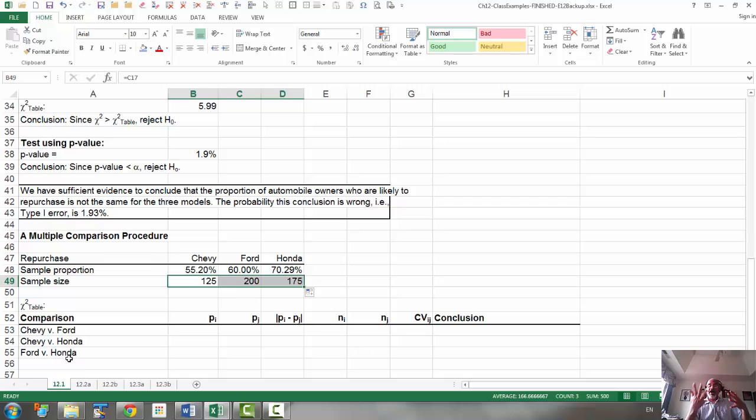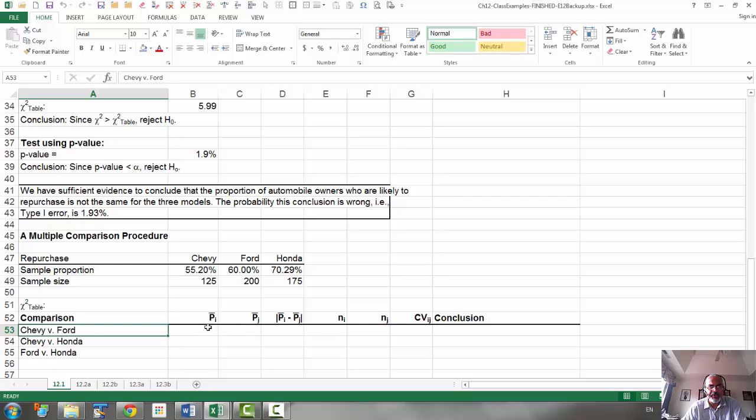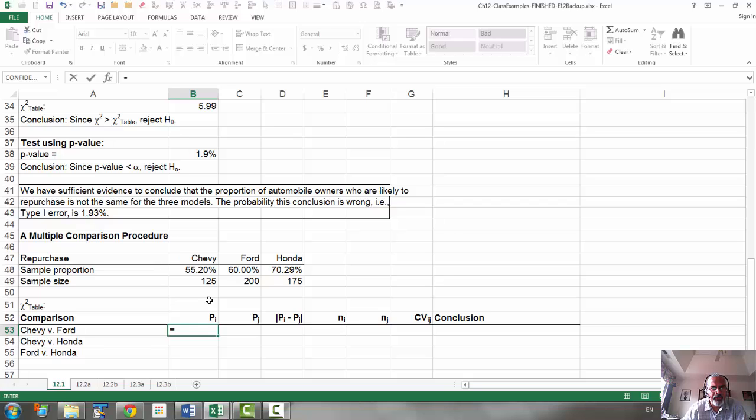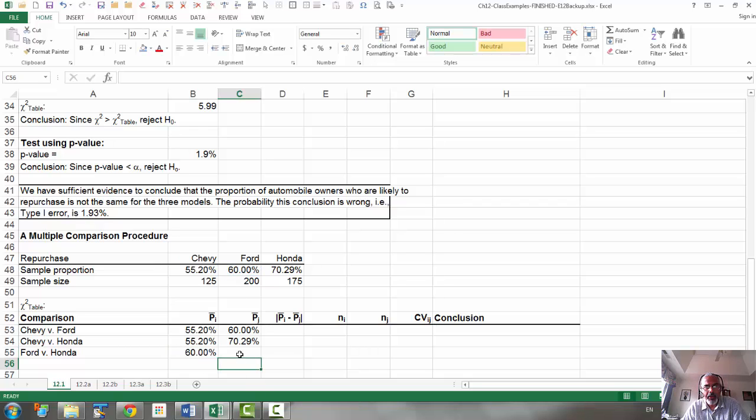Okay, so similarly, when you have five populations, then we'll end up with 10 combinations. But here we have three. So let's set up the P bar values. So these are P bar values. Let's first assemble the P bar sub i and P bar sub j and N sub i and N sub j. Okay, so this is Chevy first, and with Ford, okay, and then Chevy again with Honda, and then Ford and then Honda. Okay.